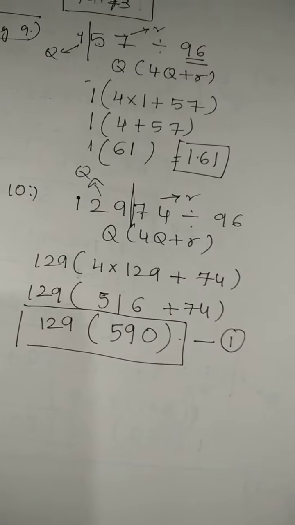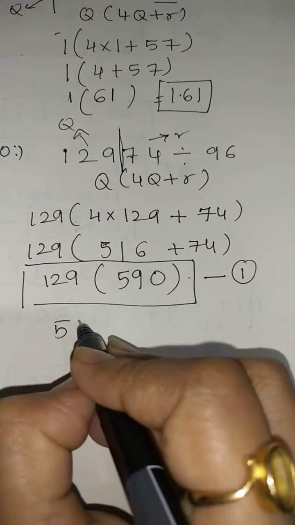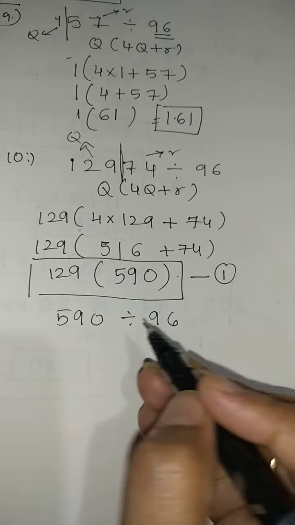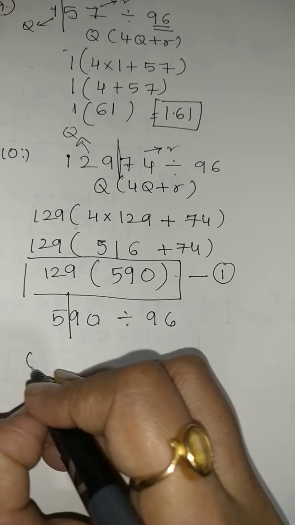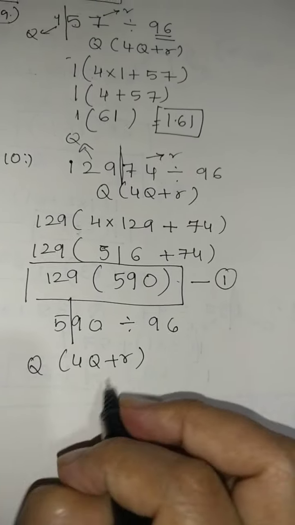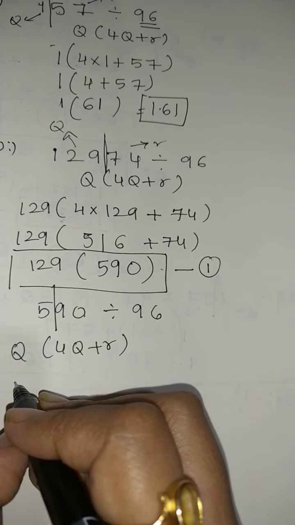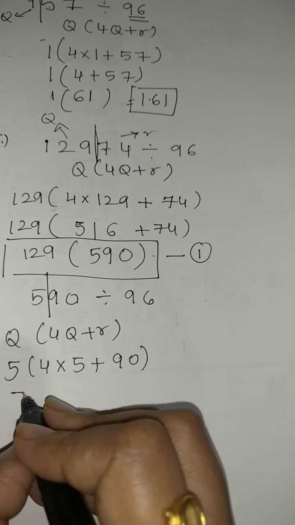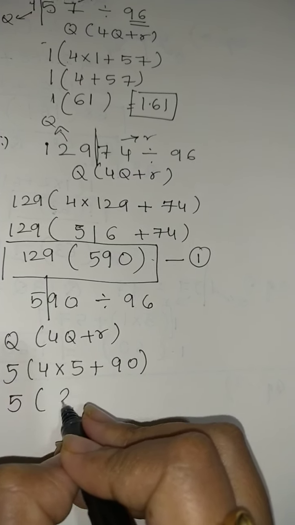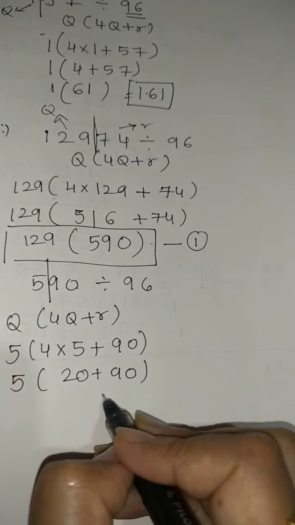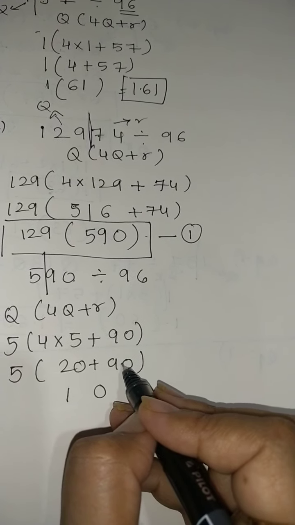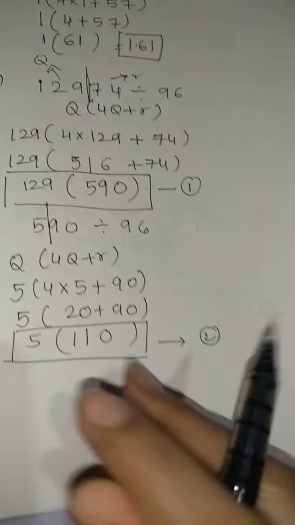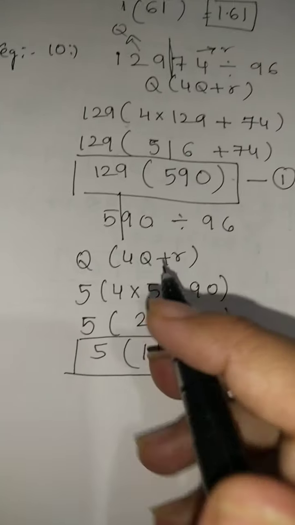Because 590 is greater than 96, I will further divide it. 590 divided by 96. So 0, 9 and 5, split units, tens. So q, 4q plus small r. So q is 5. 4 into 5 plus 90. It becomes 5, 20 plus 90. So this is again greater than 96. So I will further divide it.